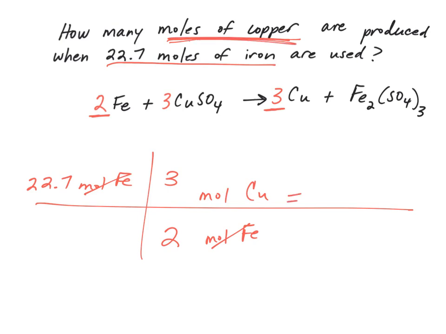I'm going to do the math, which is multiplying across the top. And then I'm going to multiply across the bottom. And now I'm going to divide. And I look back at my original problem, and the number that I'm given is in 3 sig figs. So I'm going to express my answer in 3 sig figs, which is 34.1 moles of copper.